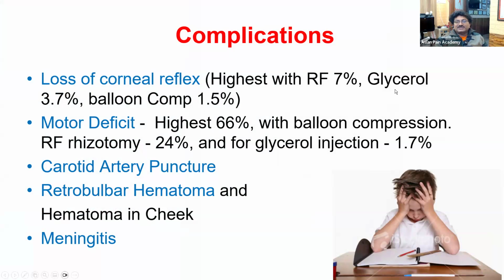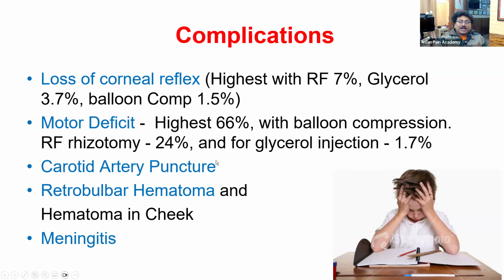And with balloon glycerol, it is comparatively less. In balloon compression, it is minimal. That is why it is said that for the ophthalmic division, balloon compression is better. Motor deficit is highest with the balloon compression, moderate with the radio frequency, and minimal with the glycerol injection. But motor deficit doesn't become too much of a problem as we have bilateral nerves and muscles also.